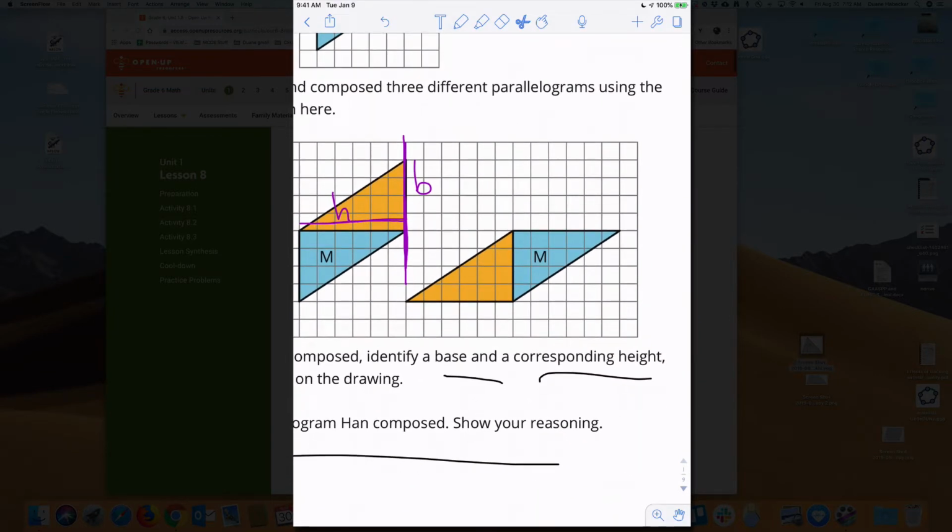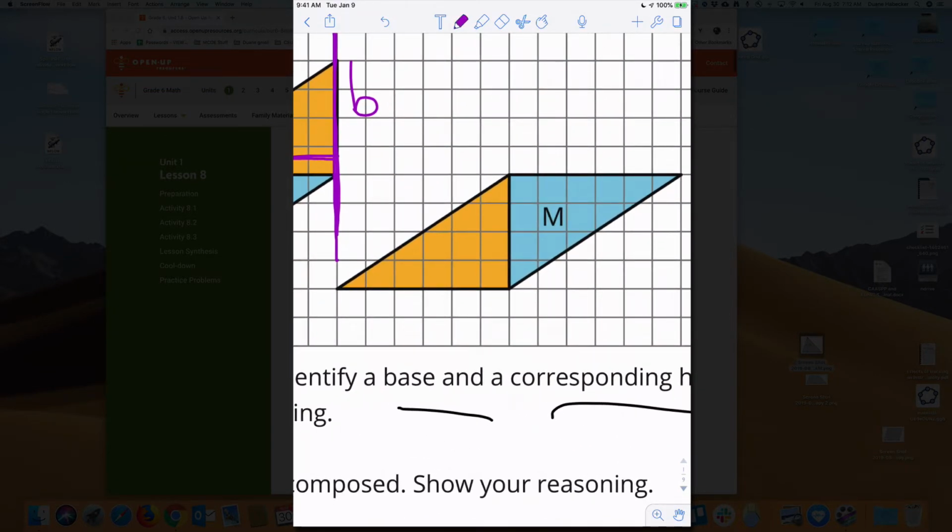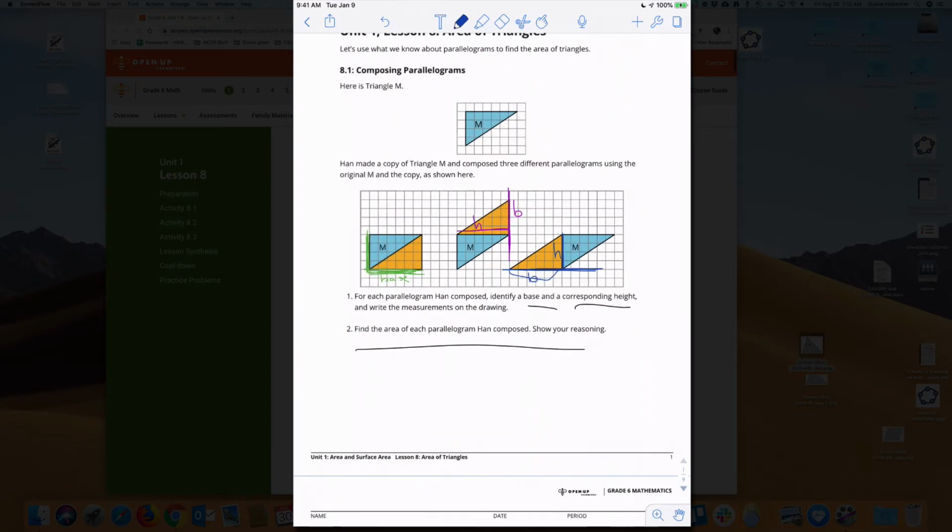All right, and then what about this parallelogram? Well, the base, let's do it in blue. We could do this as our base right here, but technically from here to here is our base, and then that means this thing right here is our height, and that's our height. So I'm going to put H for our height. There we go. And now what is the area? Because it says we have to find the area.